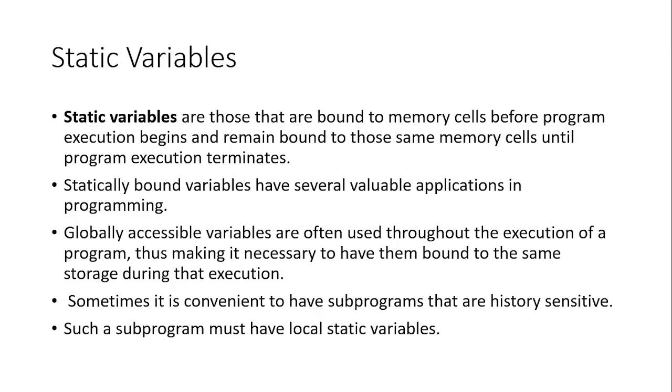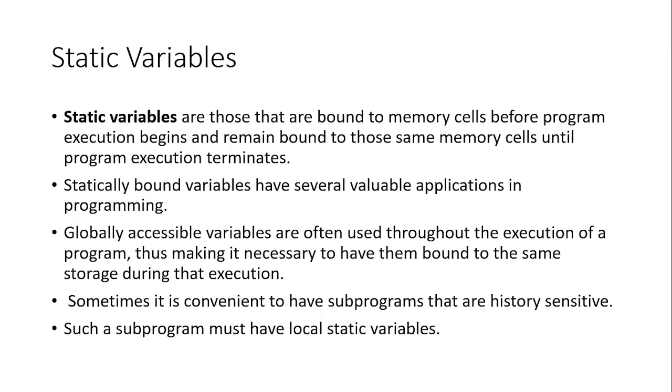So first we will look at the static variables. What is meant by a static variable? Static variables are those that are bound to memory cells before program execution begins and remain bound to those same memory cells until the program execution terminates. When we write a program and compile it, we get an executable code, and the program starts its execution when we run it. So static allocation means these static variables will be bound to memory cells before the program execution starts, and they will remain bound to those same memory cells until program execution terminates. That is known as static variables. They are statically bound to some memory locations.